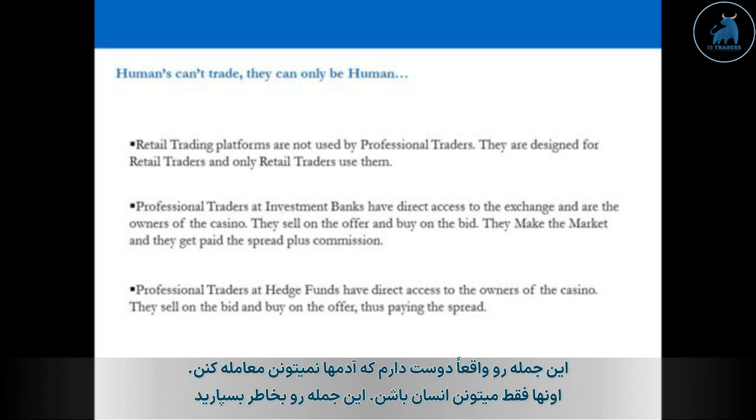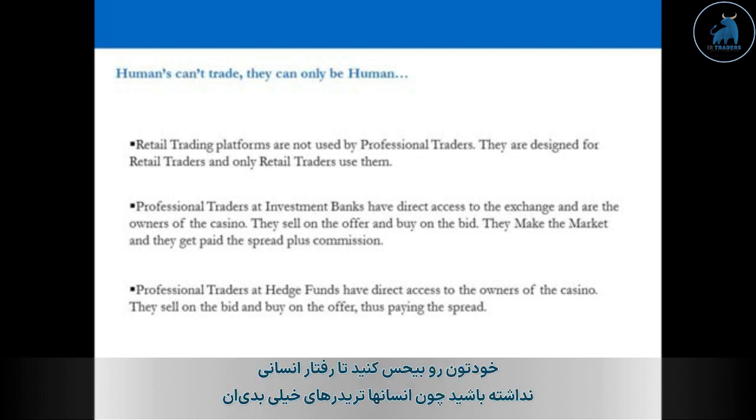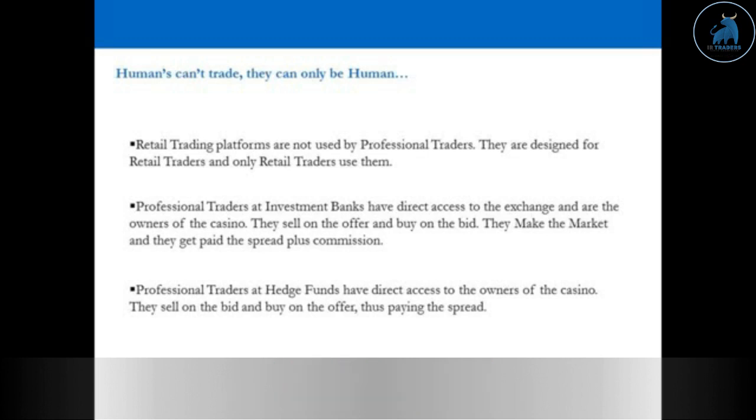I really like this statement. Humans can't trade, they can only be human. You need to really understand that. And over the next 2 days, we're going to be using loads of techniques. It'll be probably around tomorrow, lunchtime, afternoon. But you've got to desensitize yourself to being human, because humans make awful traders. Humans can't trade. So you've got to desensitize yourself from that immediately.